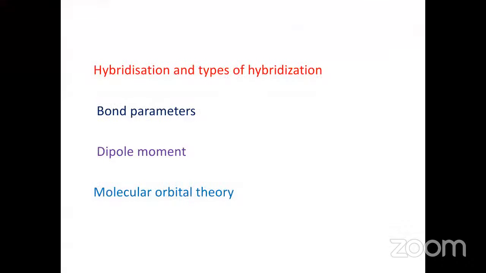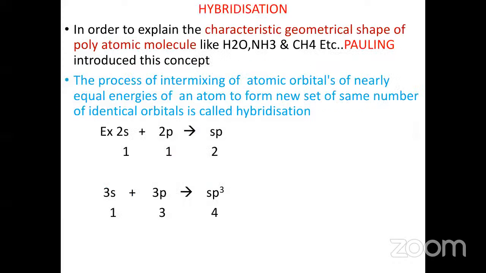In the last class, we discussed hydrogen bond and types of hydrogen bonds, VSEPR theory and Fajans' rules. Today, we are going to discuss very important topics: hybridization and types of hybridization, bond parameters, dipole moment, molecular orbital theory. Now let us discuss hybridization.